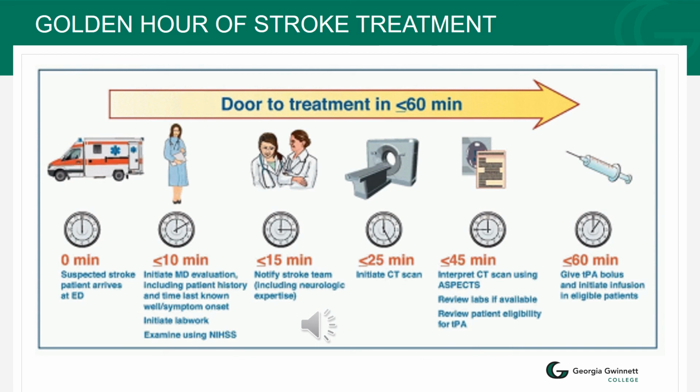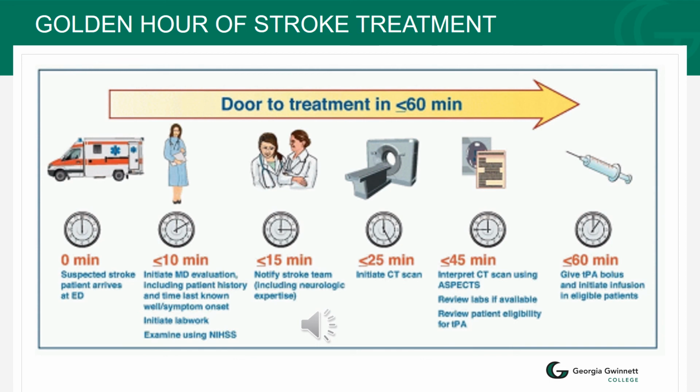The stroke team needs to be notified within 15 minutes of the patient's arrival, and a CT scan must be done within 25 minutes. You'll see the next clock there. The CT scan needs to be interpreted in less than 45 minutes, the labs reviewed, and then determine if they're eligible for the TPA using the eligibility criteria that we just reviewed. And then if the patient is a candidate for the thrombolytic treatment, that has to be initiated within 60 minutes, within the hour from the arrival. So it's really important that this gets done in a timely manner and very rapidly.